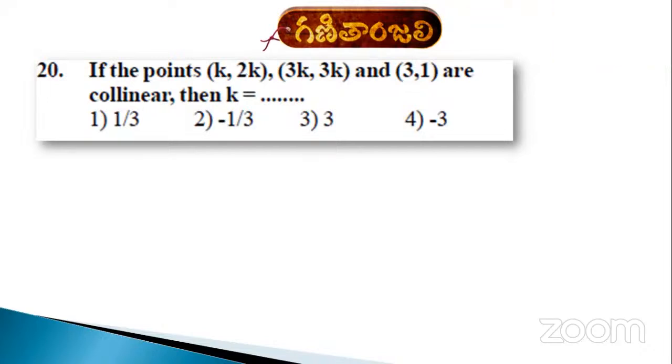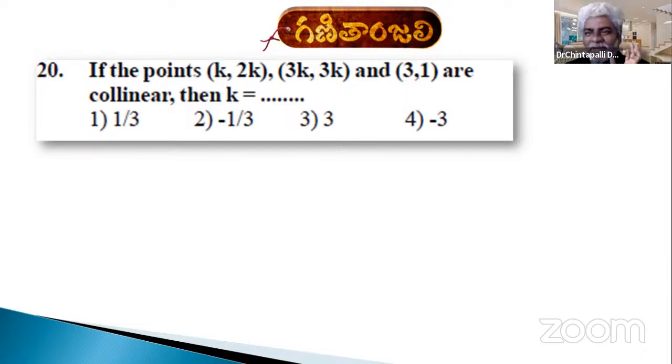So we can find the slope of the points (K, K), (3K, 3K minus 3), and (3, 1). I expect you to answer this question in that way, but I suggest you use the area concept. We can easily find the value of K by using the slope concept, of course, or the distance concept also. But to get command over the concept of area, let us use the area concept. Area of this triangle is zero, right?